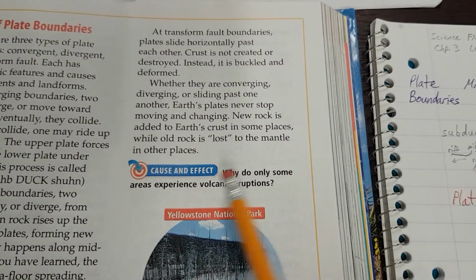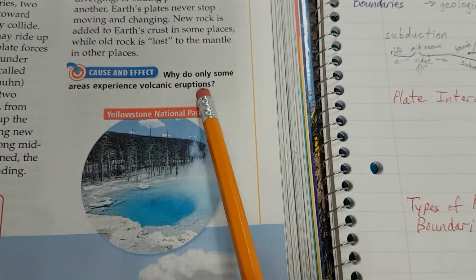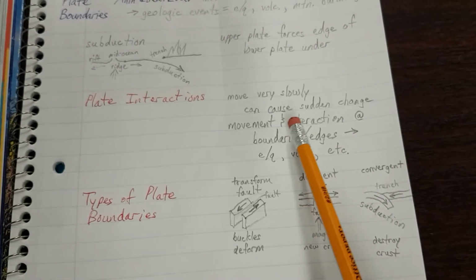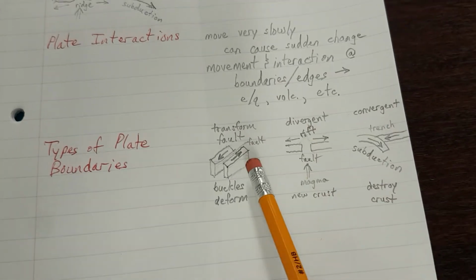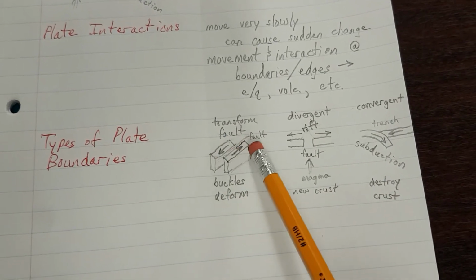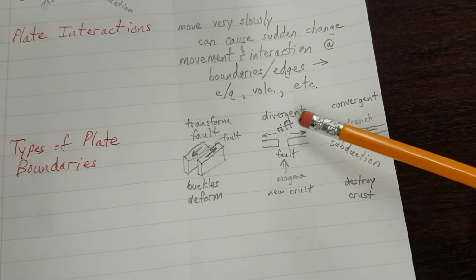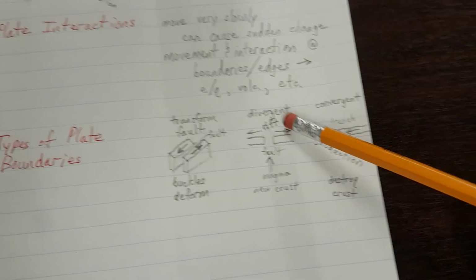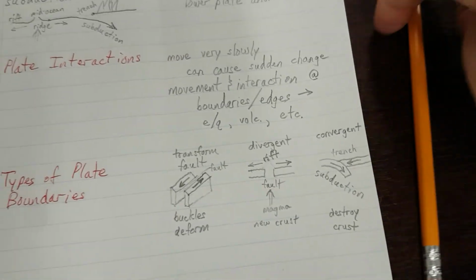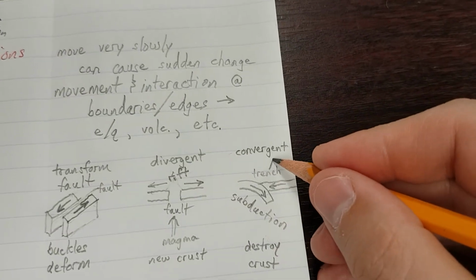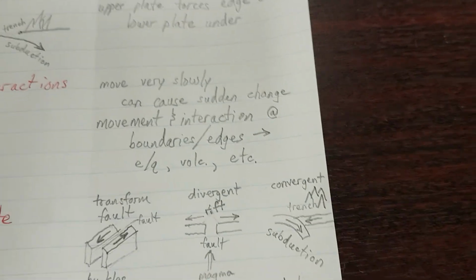Nope, cause and effect. Why do only some areas experience volcanic eruptions? Okay, only some areas experience volcanic eruptions because the movement and interaction is only happening at plate boundaries or edges. So for example, sometimes you're only getting buckling and deforming at transform faults. Sometimes you're getting new crust forming at divergent boundaries. And sometimes you're losing crust to the mantle at a subduction. And this also builds mountains. So let's draw some mountains up here. Okay, we get mountains.